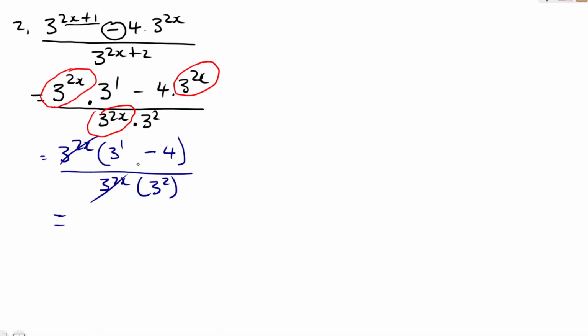Now 3 minus 4 is negative 1 over, now 3 to the power of 2, that's a 9. So your final answer now is negative 1 over 9. Yeah, that is the answer that you are left with. So that is number 2. Now let's do the last example, which is example number 3.